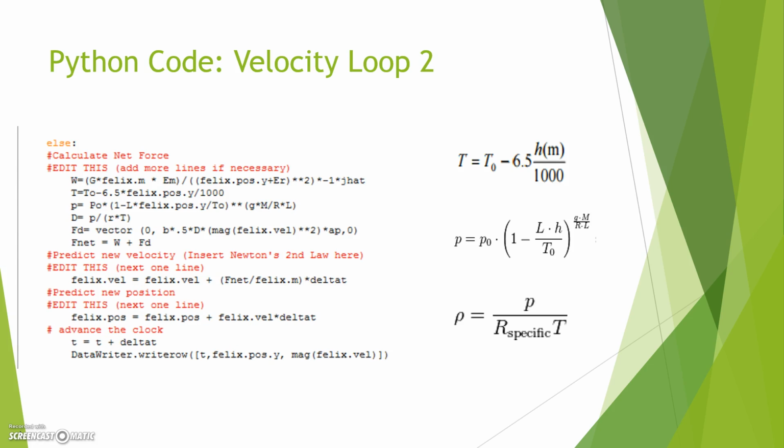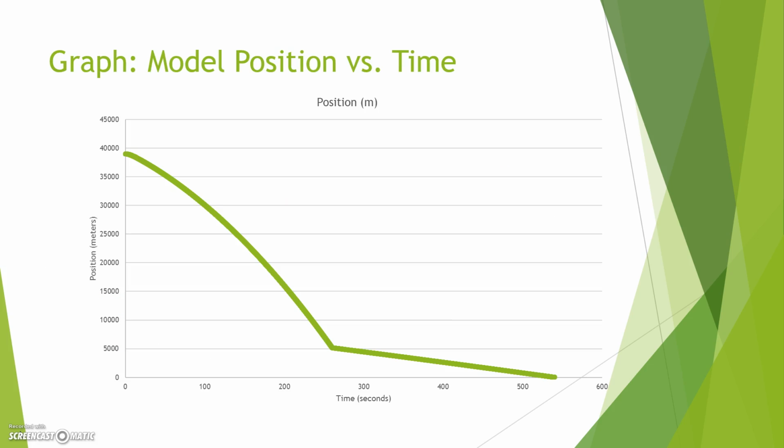In the second calculation loop, Python is calculating the velocities for t equals 260 to 540 seconds, the time in which the parachute is deployed, so the cross-sectional area has increased to 25 meters squared, seen in the A_P and the force of the drag equation.